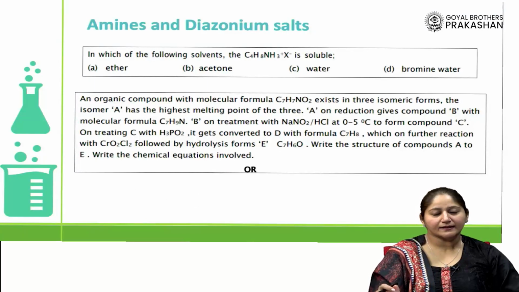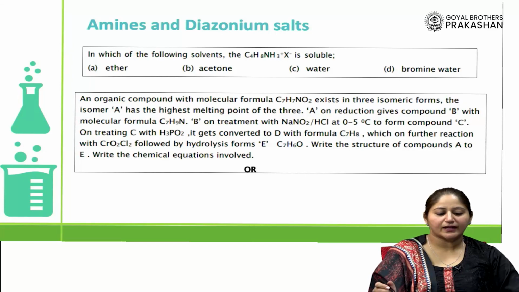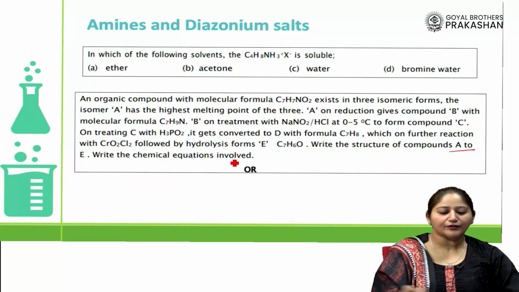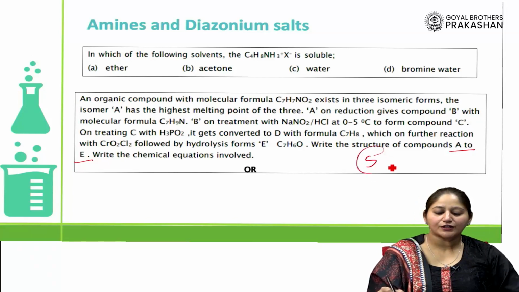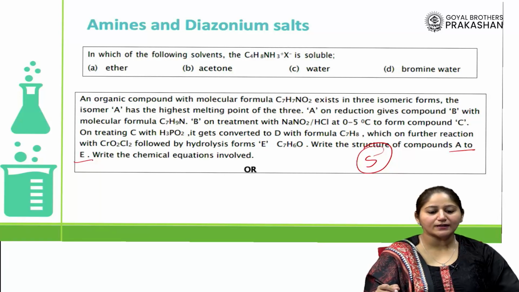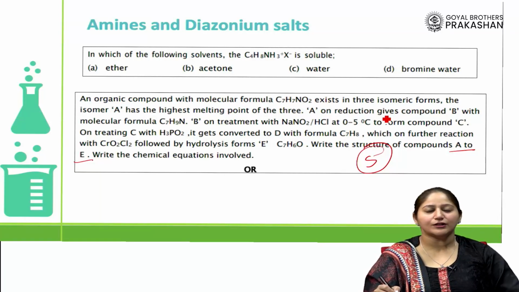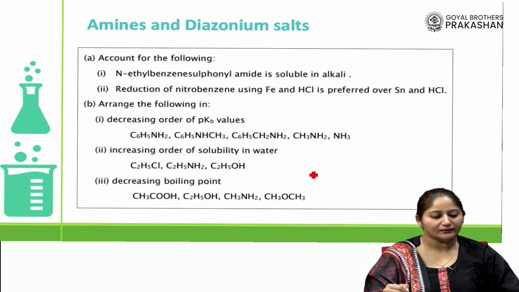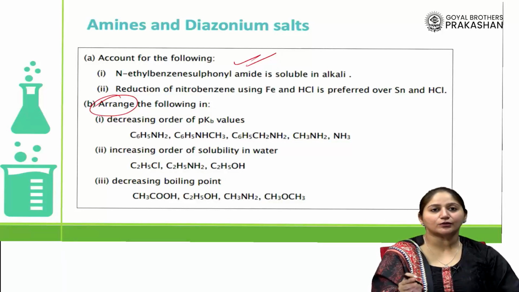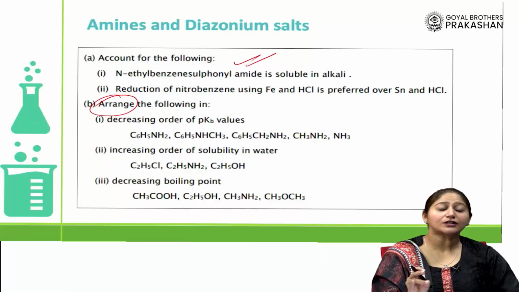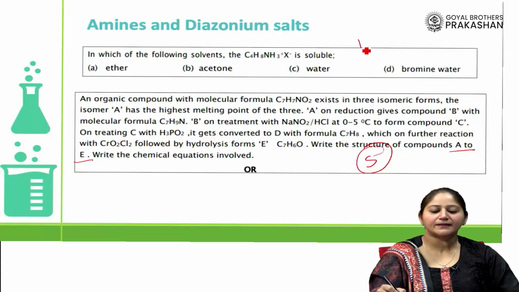Then even from amines, a route map question has been asked, where you have to identify the structures of A to E and write the chemical equations involved. This is a 5-marker question from amines and diazonium salts, and since it is a 5-marker question, there is a choice. The choice has a question related to arrange the following and a reasoning question. So as I was saying, arrange the following questions, route map questions, reasoning questions, conversions and name reactions are very popular. And then there is one MCQ given from amines.